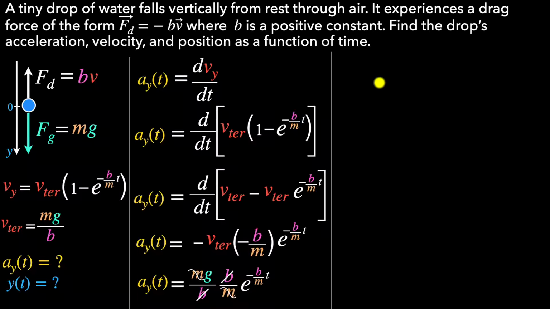So let's write that over here. So acceleration becomes g times the exponential function, and there you have it. That is the acceleration function. And again, let's try to make sense of this.